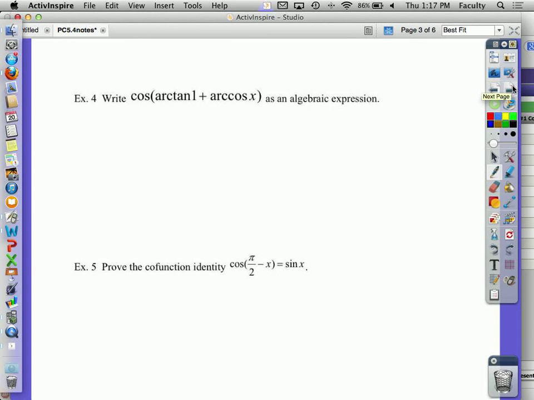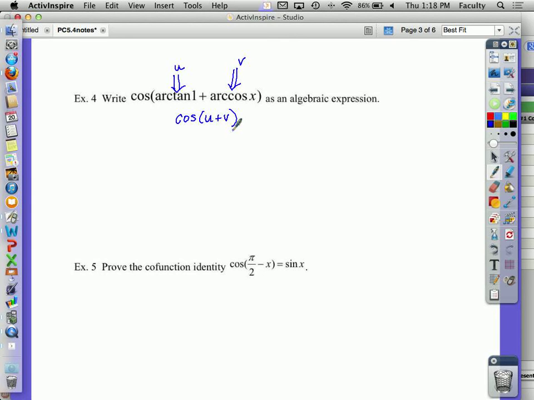All right, then let's look at example 4. It says write cosine, the quantity arctan 1 plus arc cosine x, as an algebraic expression. So what I'm going to do is look at arctan 1 as being equal to u, and arc cosine x is v. So then I actually have the cosine of u plus v. Anytime it seems like it's a little bit too difficult, we can always do substitutions.